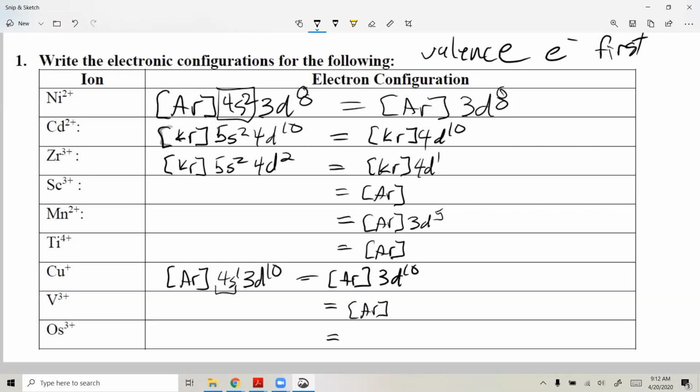Vanadium as well, and also our osmium. So osmium starts 1, 2, 3, 4, 5, 6. And so osmium is going to be xenon with (5d5), and we also should have in there 4f14.